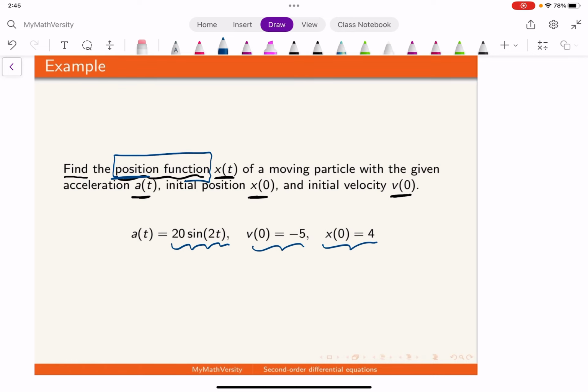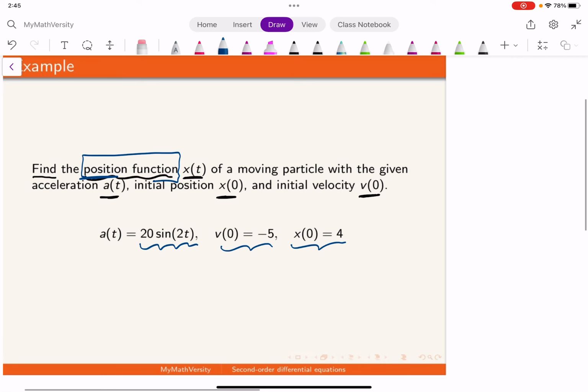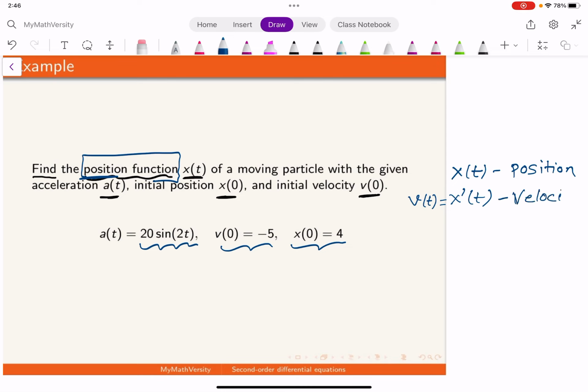First of all, to work on this problem, we need to know the relationship between the position function, velocity, and acceleration. If x of t is the position, which we need to figure out later, then if we take the derivative of that, represented by x prime of t, or v of t, that will be our velocity, right? So v of t is just the derivative of the position. And if we take the derivative of the velocity, that means v prime of t, or the second derivative of the position function, which we represent by a of t, that is the acceleration. So that's how they are related to each other.